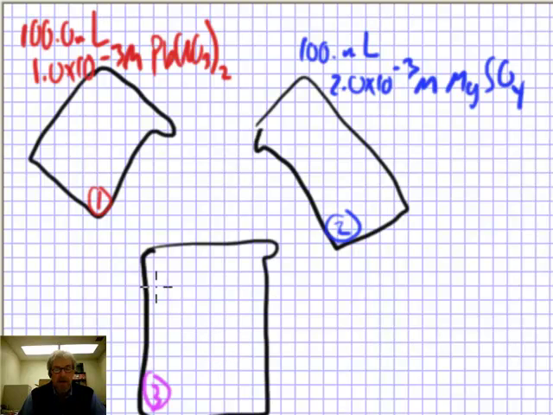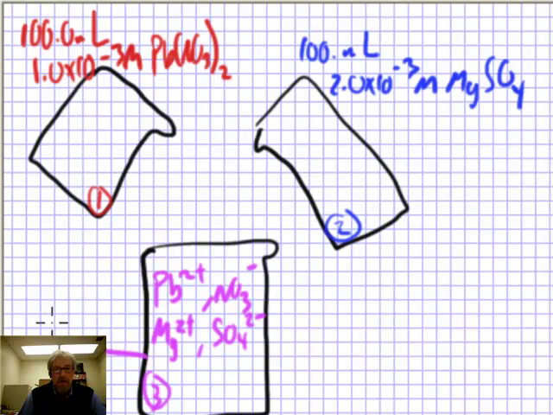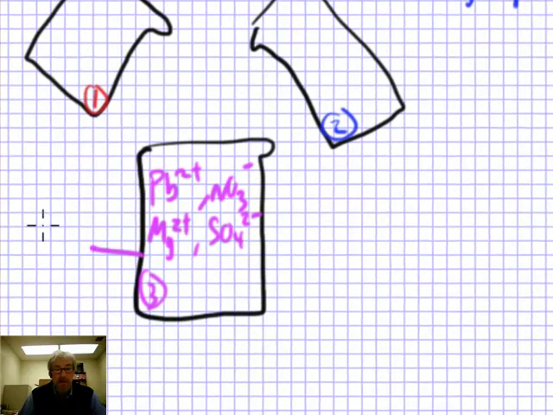We are going to have in here Pb2+ ions from beaker number 1. We're going to have nitrate ions from beaker number 1. We're going to have magnesium ions from beaker number 2, and we're going to have sulfate ions from beaker number 2. And the other thing that we know here is that the total volume of beaker number 3 is going to be 100 milliliters plus another 100 milliliters, so 200 milliliters.